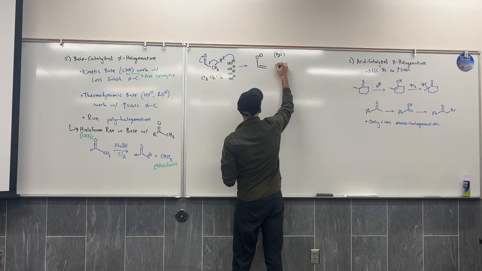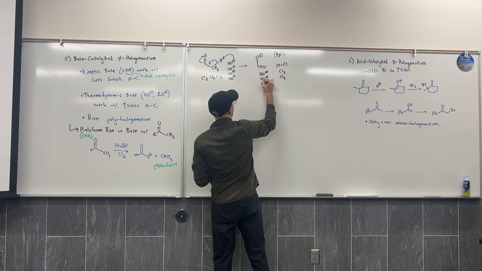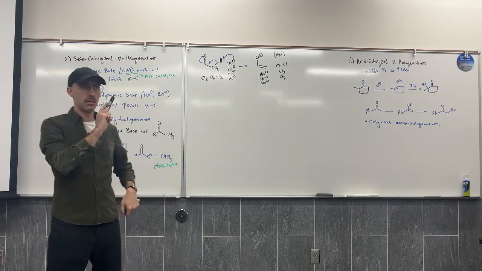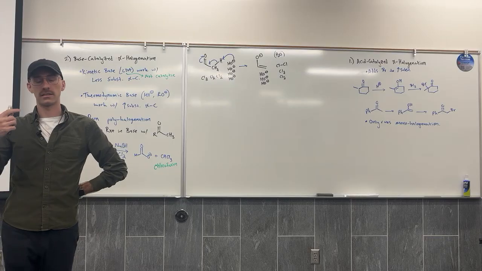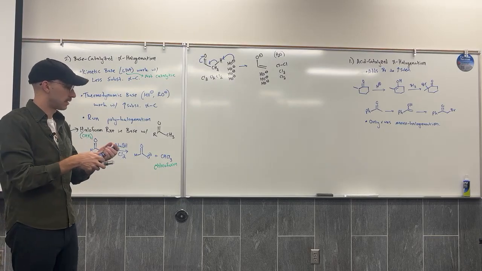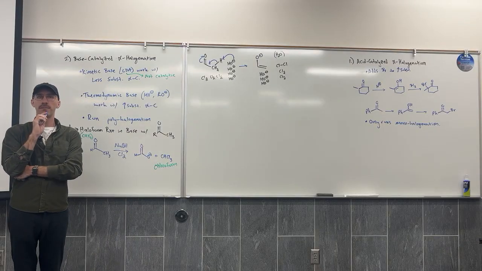Do you know what the name of that is? An enolate. That's the conjugate base of our alpha carbon, the enolate. Now that I have an enolate, I actually have a nucleophile.